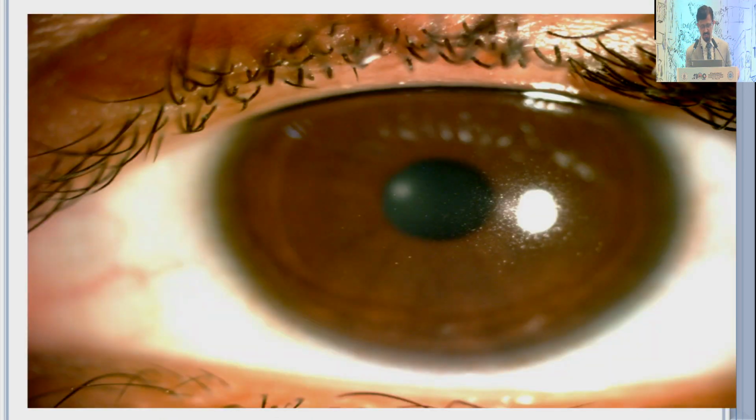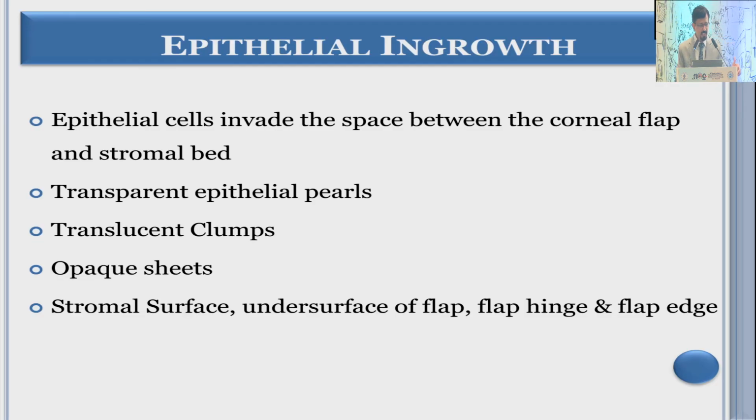This is the post-op picture. There's no flap stria in this. Epithelial ingrowth is another very important issue which can happen because of improper flap, because of various reasons, because of the flap dislocation, because in hyperopic LASIK it is more often seen because the ablation is in the periphery, so the flap edge apposition is not that great, so that is possible.